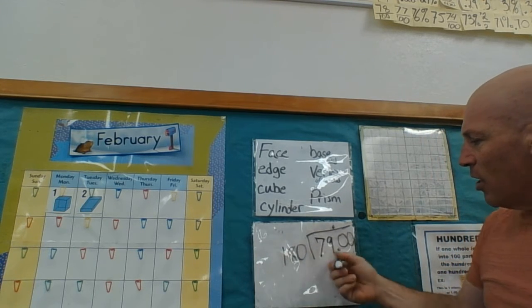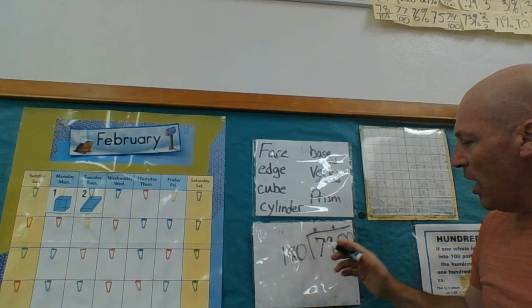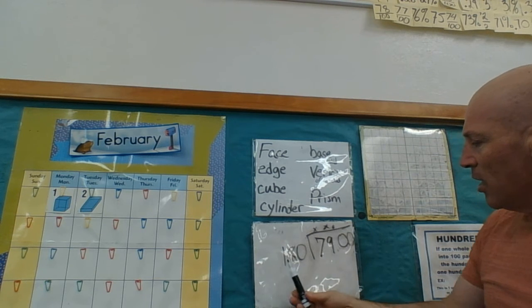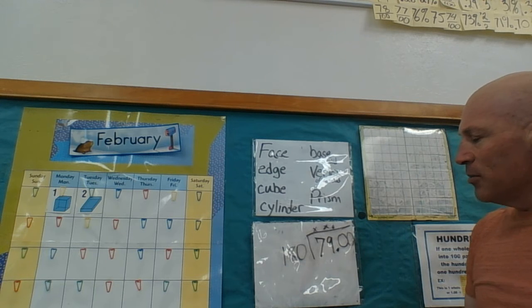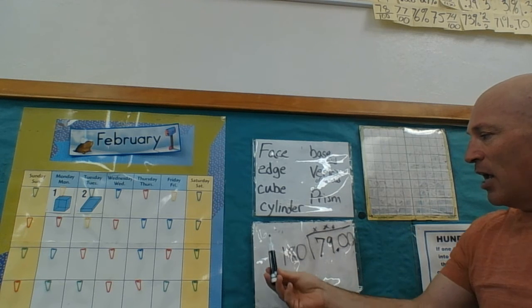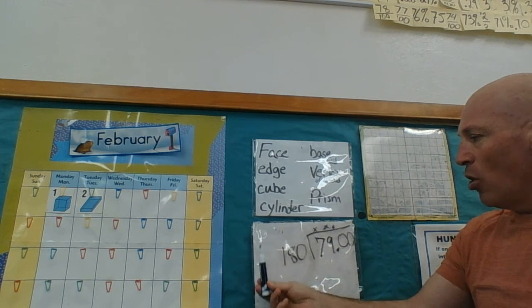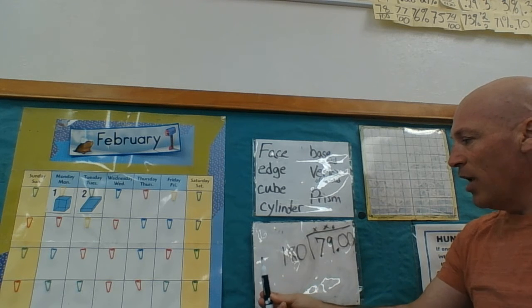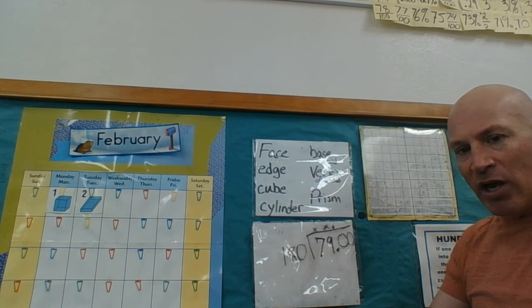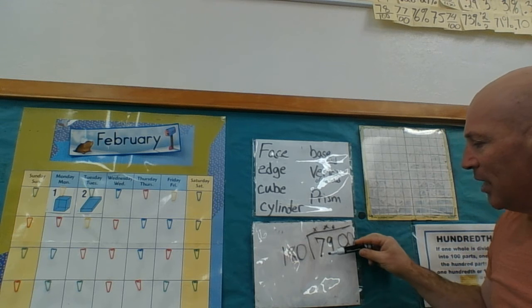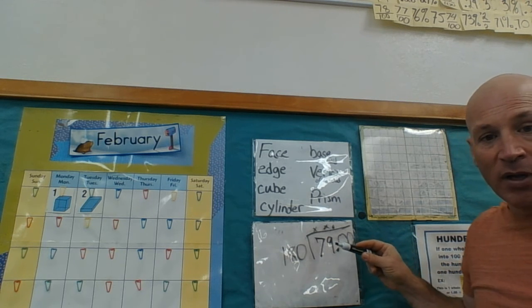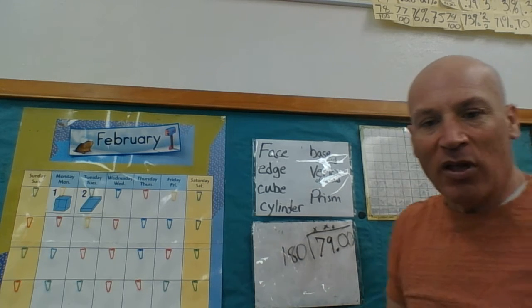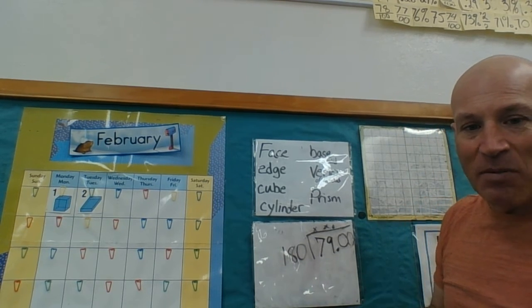So anyway, 180 goes into 7, no times. 180 goes into 79, no times. Now 180 goes into 790. Now, sometimes kids, when they get a problem like this, they will take 180 times 1, 180 times 2, 180 times 3, and they'll keep doing all of those problems until they see what number is closest to 790 without going over. Well, I want you to use something that you learned in 5th grade, and it's called your estimating.